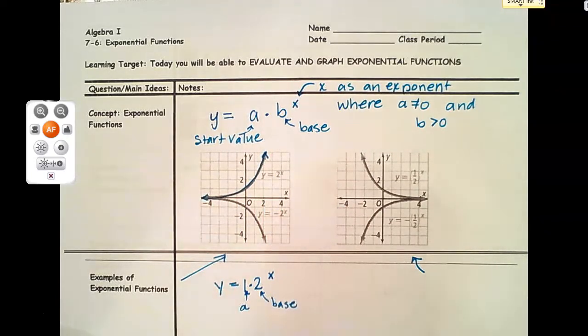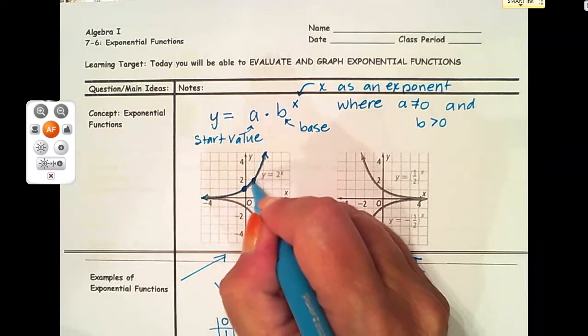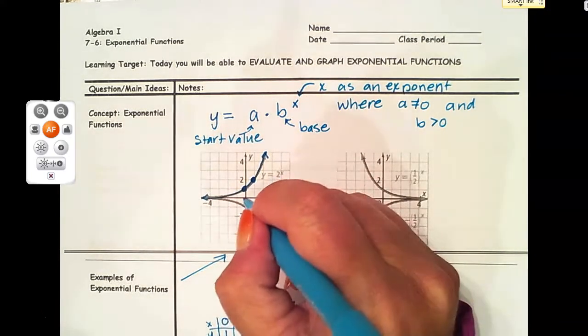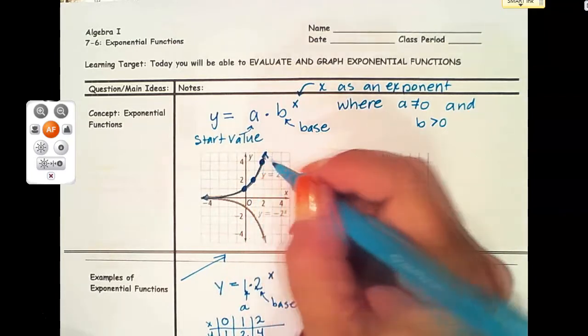If I were to just pick out some points on that graph, if I were to pick x as 0, and I'm going to plug in 2 to the 0 power and get y, well, 2 to the 0 power is 1. And you can see on my graph, here's the point 0, 1. And then if I plug in a 1 for x, 2 to the 1 power is equal to 2. So here's the point 1, 2 on my graph. And I'll do one more. If x is 2, and I plug in 2 to the 2, I get 4. So here's 2, 4 on my graph.